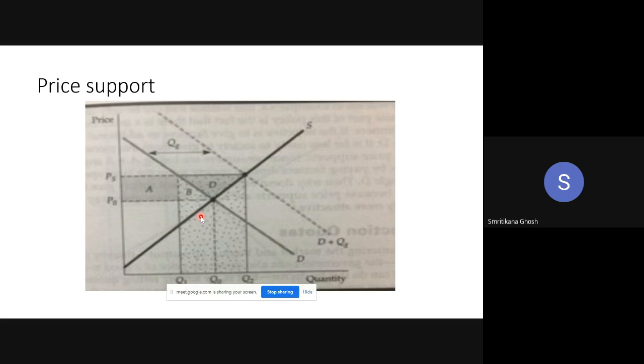What is that? The government is saying, okay, given that demand curve and supply curve, if the market has price PS, look, there is some excess supply. Look at the pointer. This is the amount of excess supply.